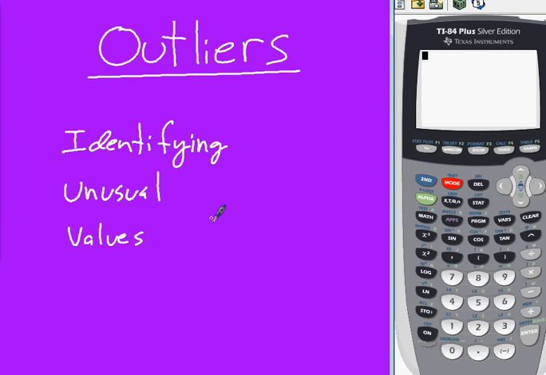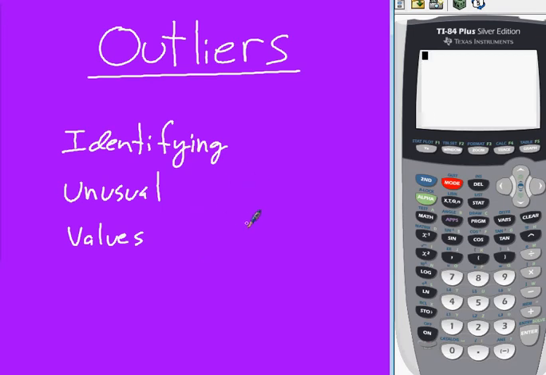Outliers are unusual values in your data set. So there are techniques for being able to identify outliers. It's not a subjective assessment. There actually is criteria.